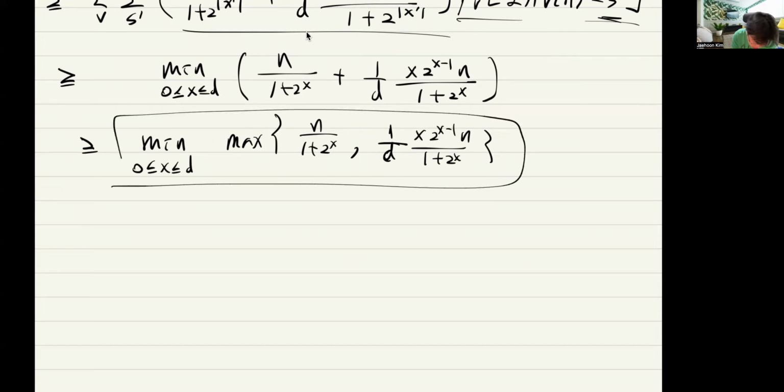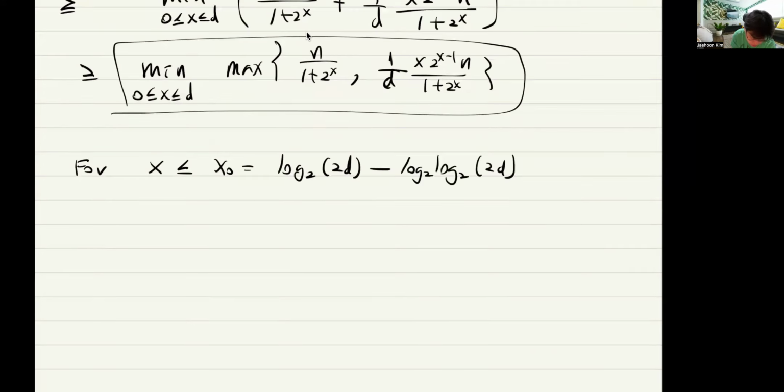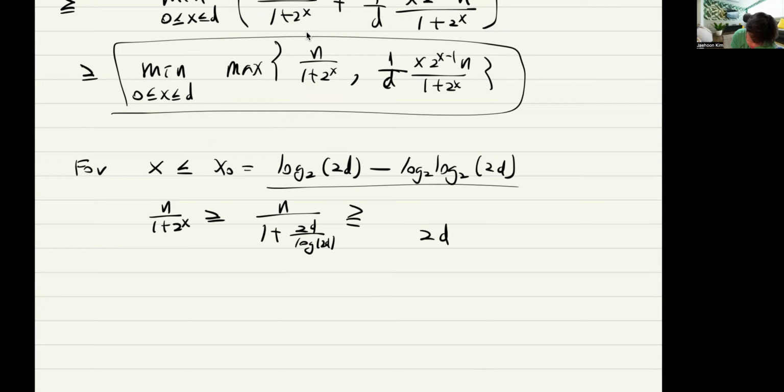Then we can actually see that if x is smaller than, say, x0, let's say x0 is log base 2 of 2d. In that case, N over 1 plus 2 to the x is bigger than, in this choice, what do you get? 1 plus, say, 2 to the log 2d. And that gives you what? This is at least 2d and log d n. So this lower bound.